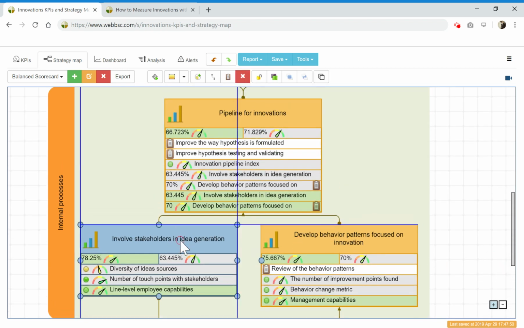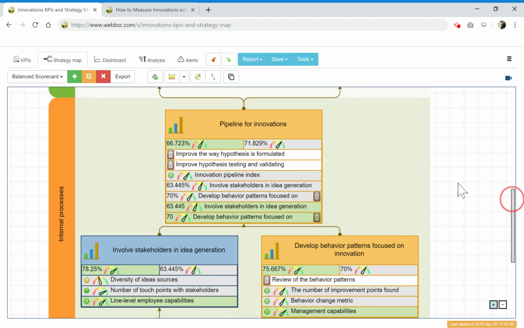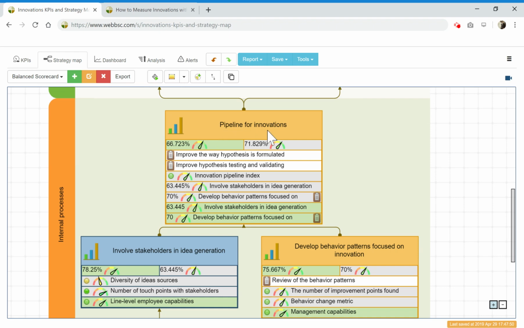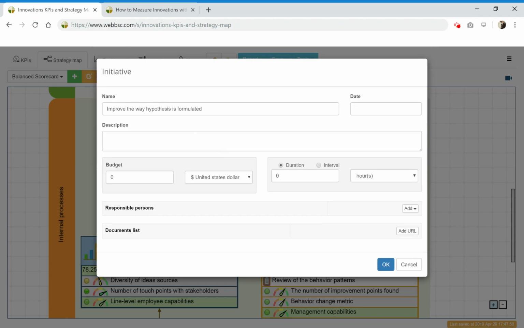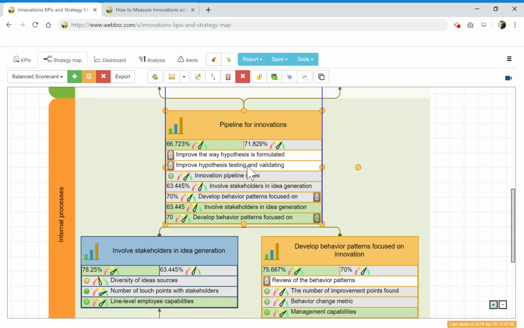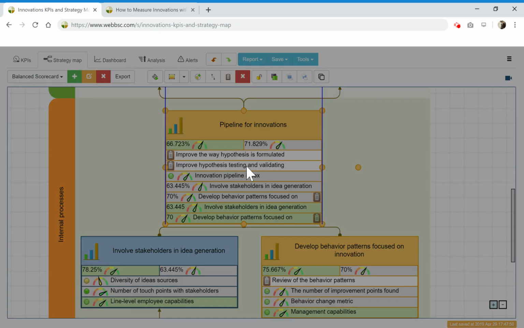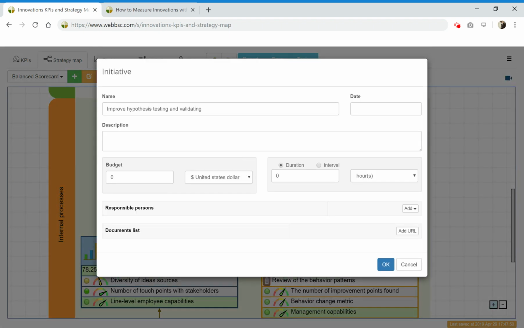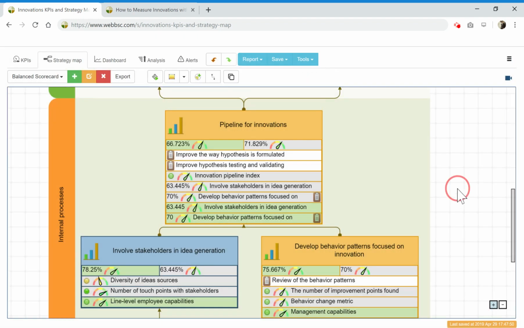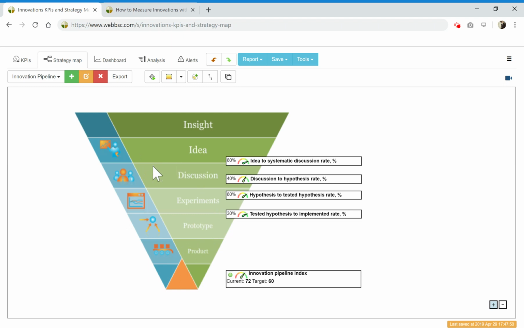These two goals contribute to this goal in the form of leading metrics. I see it here. And how do we measure this? Pipeline for innovation, improving the pipeline for innovation. Again, I have here two initiatives: improve the way the innovative hypothesis is formulated, and improve the way the hypotheses are tested. So that's what we want to do. We want to improve here the experiments, the ideas, the formulation of this.